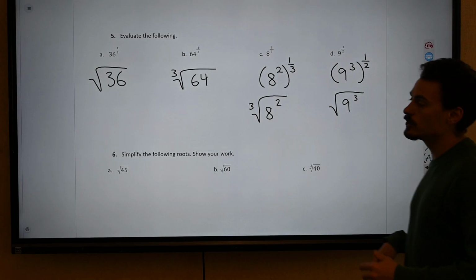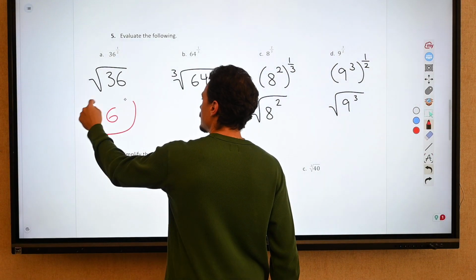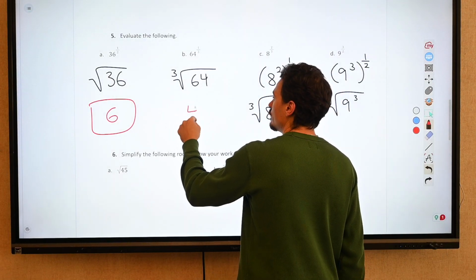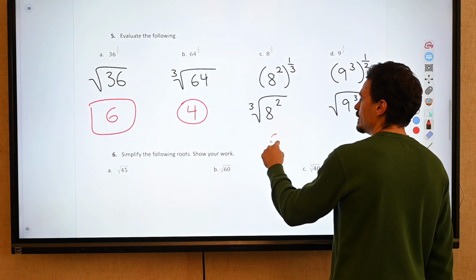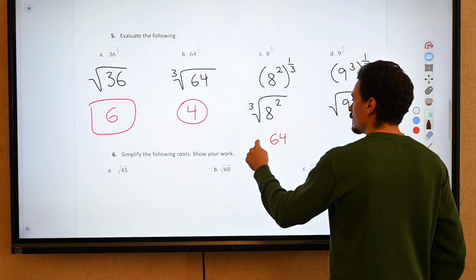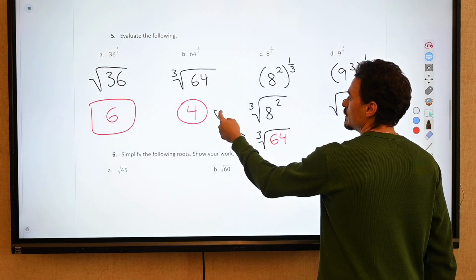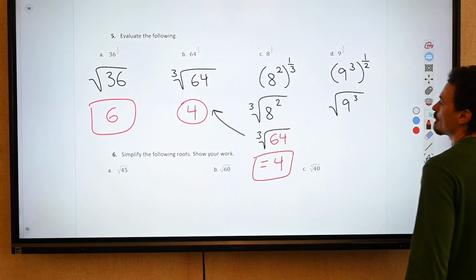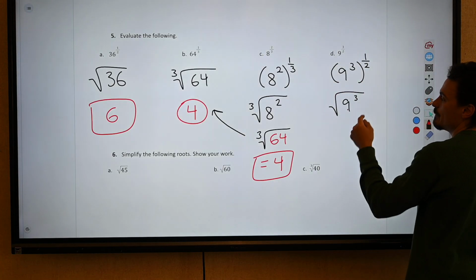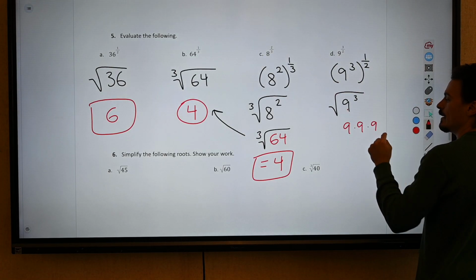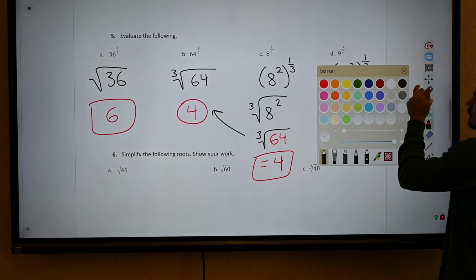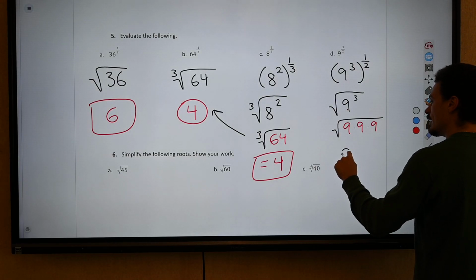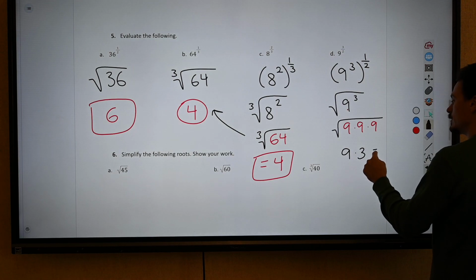Now let's evaluate these. So square root of 36, that's easy, that's 6. Okay, here 64 to the third root is equal to 4. Right here, this would be 64 to the third root, which is the same as that question. So this one equals 4. Right here, 9 to the power of 3 would be 9 times 9 times 9.